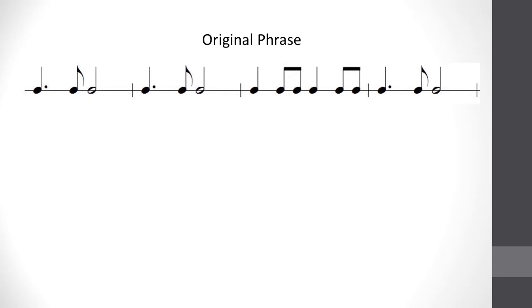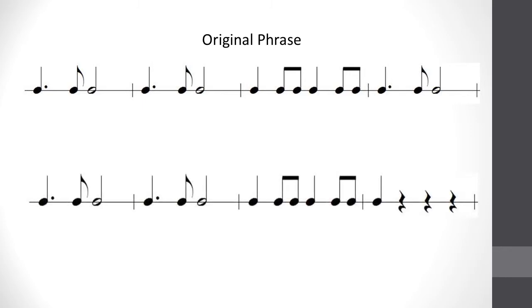Next, let's say that we wanted to create a temporary sense of repose, like the comma in a sentence. There are a couple of things you can do to accomplish this. The first way is by adding rests to the end of the phrase. This suggests to our ear that we are not really at the end yet, and that the music will continue on momentarily.